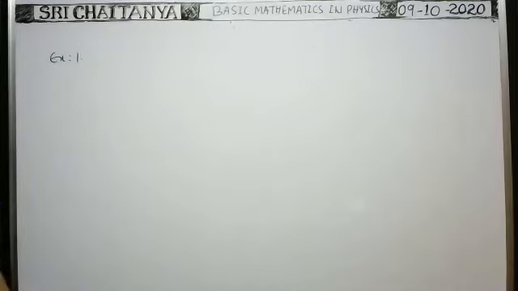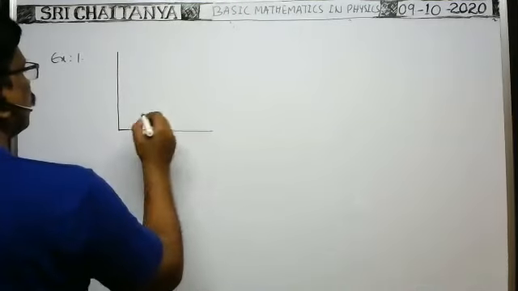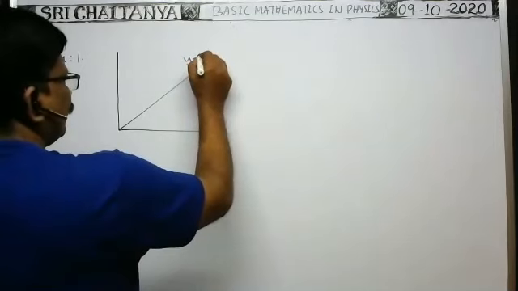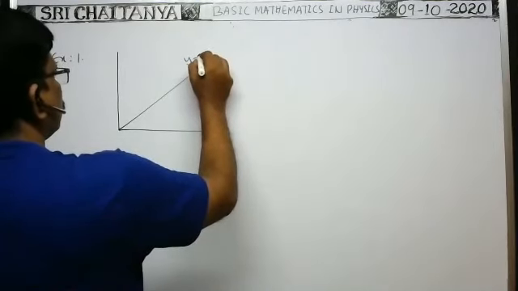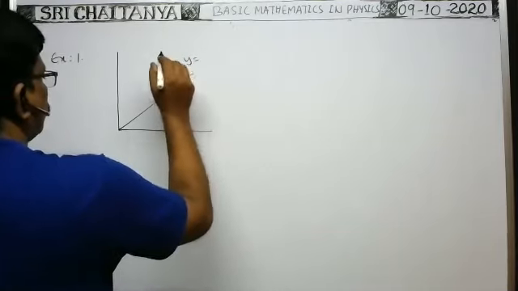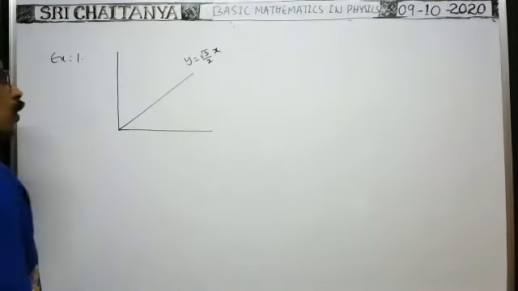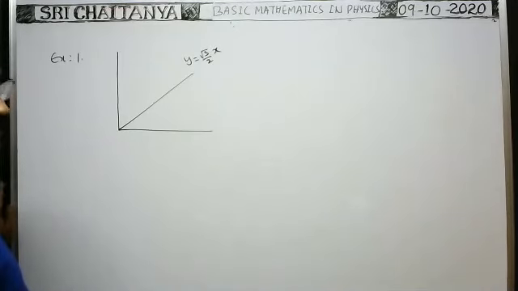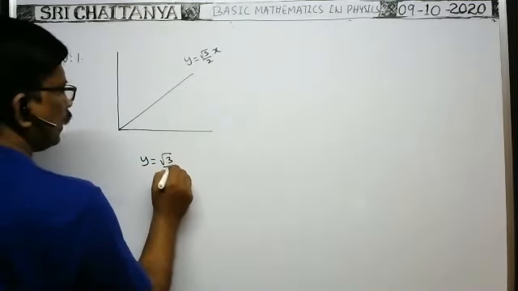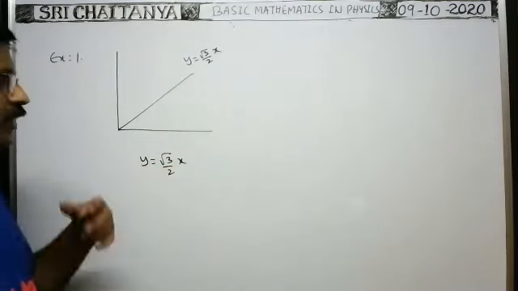Here, y is equal to mx. Let y is equal to root 3 by 2 x. y is equal to root 3 by 2x is the straight line. Okay, this is a straight line equation given.